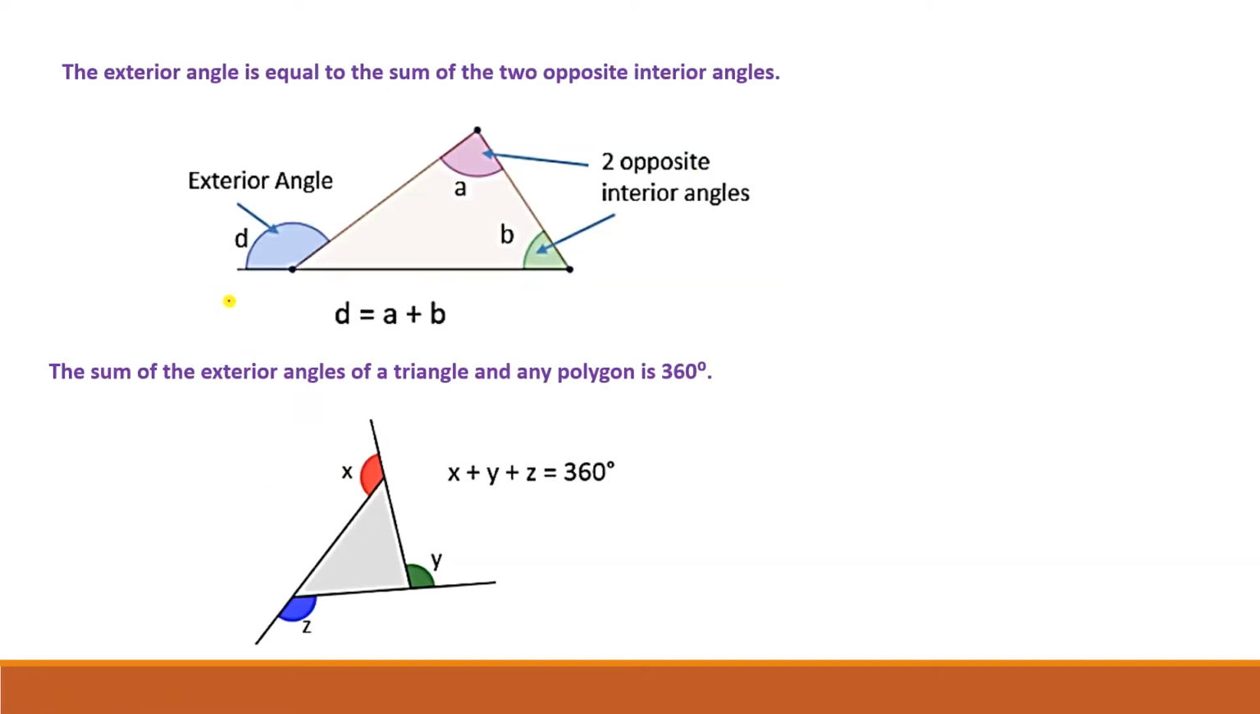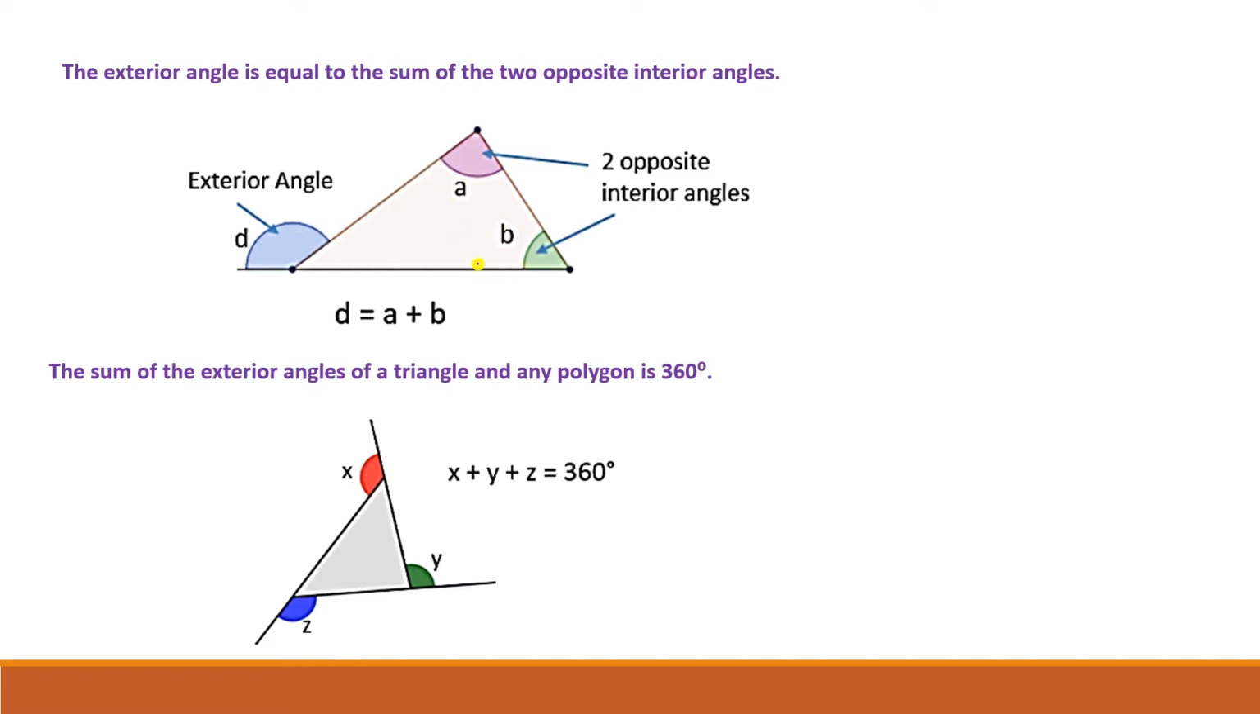So here, remember the exterior angle is equal to the sum of the two opposite interior angles. So A and B are the opposite interior angles of the exterior angle. So to get D, D is equal to A plus B.